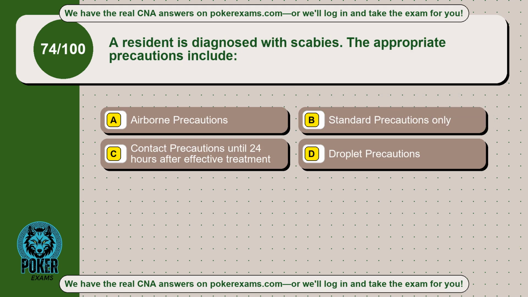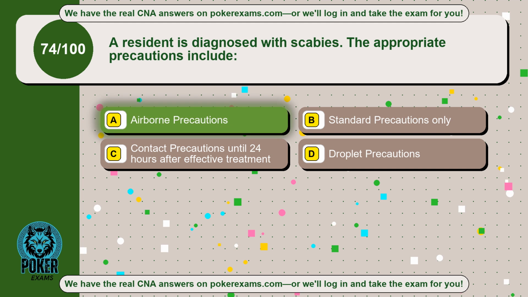Question 74. A resident is diagnosed with scabies. The appropriate precautions include: Option A, airborne precautions. Option B, standard precautions only. Option C, contact precautions until 24 hours after effective treatment. Option D, droplet precautions. The correct answer is option A, airborne precautions.